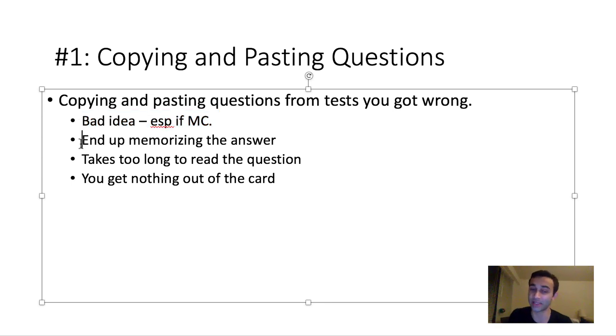And by memorizing the answer, you actually deprive yourself of the education of that flashcard. More important than all of this, though, is if you copy and paste a question and use that as a flashcard, it takes so long to read the question that it almost becomes a useless flashcard. And that's why it's horrible. You get nothing out of the card, and copying and pasting questions is one of the biggest mistakes you can make when making flashcards.